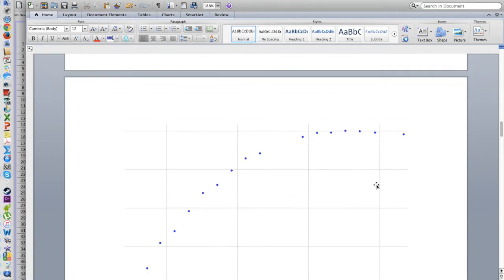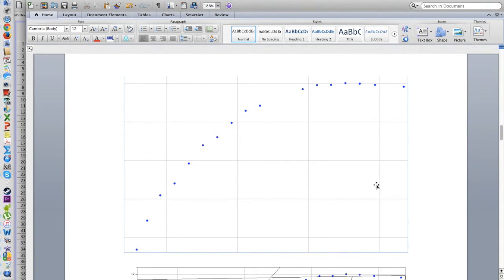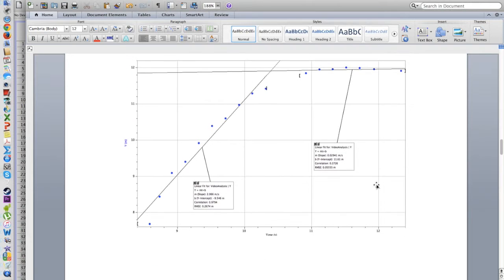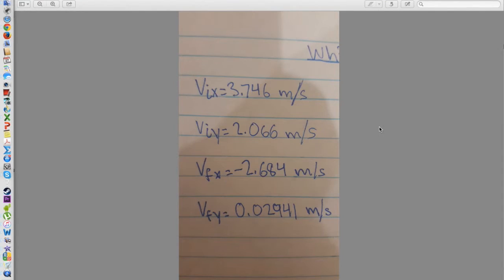Then we go to the y data table, and we do the exact same thing. So we take the first 10 points, find the slope, and the velocity is 2.066 meters per second. And then we find the final points, or the final velocity of the y, and we get a slope of 0.02941 meters per second.